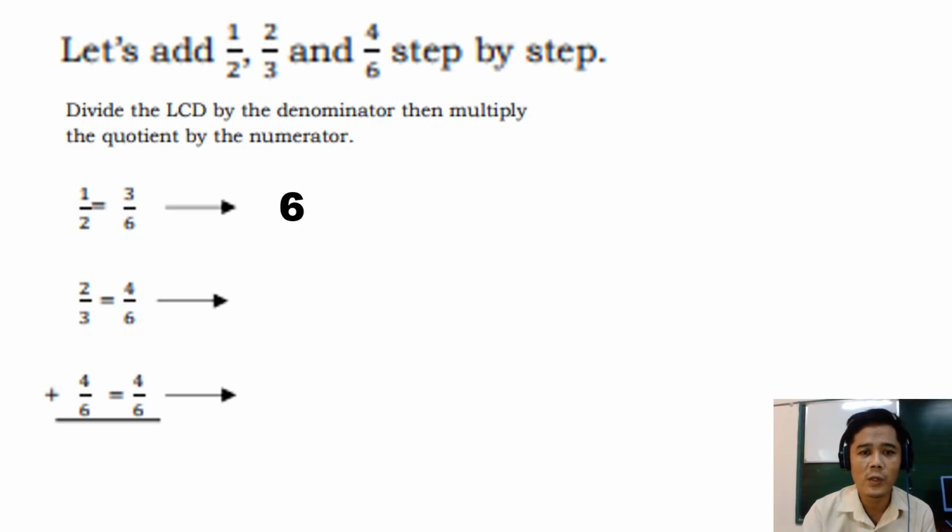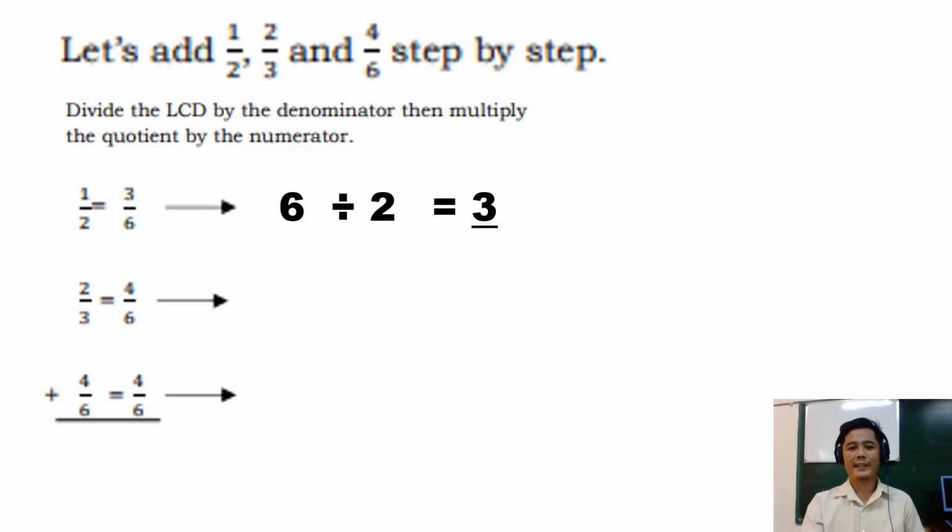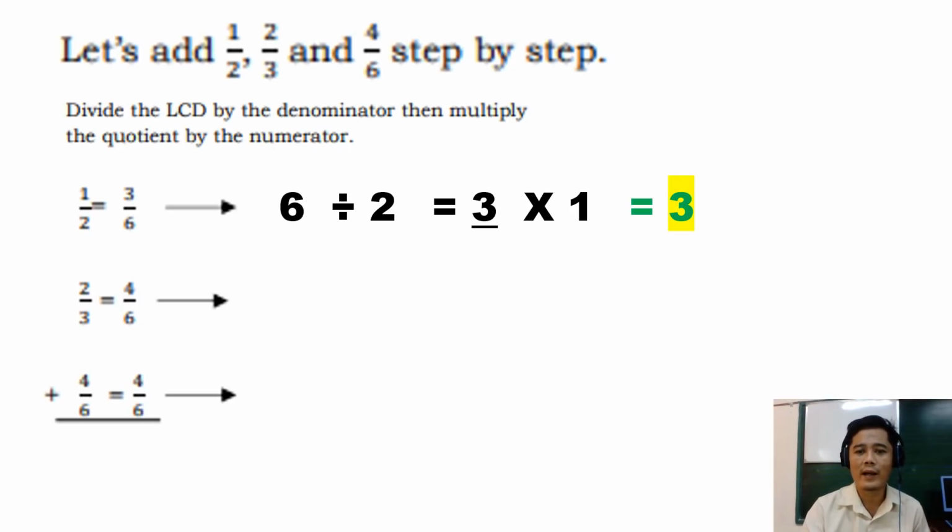Sabi dyan sa rules, divide natin. So, 6 divided by 2 is 3. Ito ngayon ang ating quotient. Then, multiply by the numerator, which is 1. So, 3 times 1 equals 3. Ito na ang 3 natin, ang bago nating numerator or the higher term of 1/2, which is 3/6. So, alam na kung paano nakuha si 3.